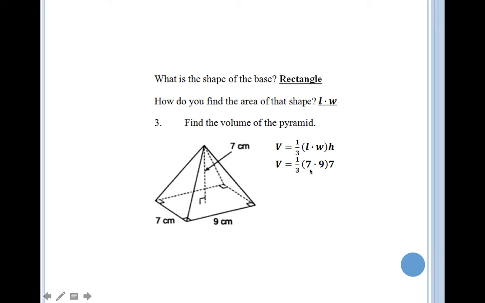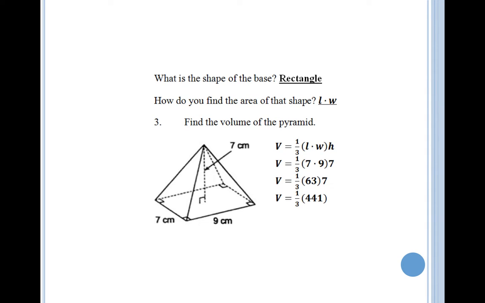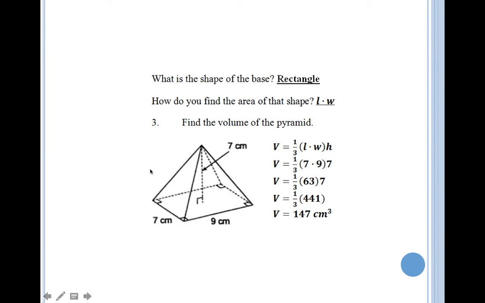So what I'm going to do first is 7 times 9. That's 63. 63 times 7. Use a calculator. 441. Again, multiply by 1/3, divide by 3, whatever. You get 147. Last thing, look at your units. Centimeters, centimeters, centimeters. Centimeters cubed.